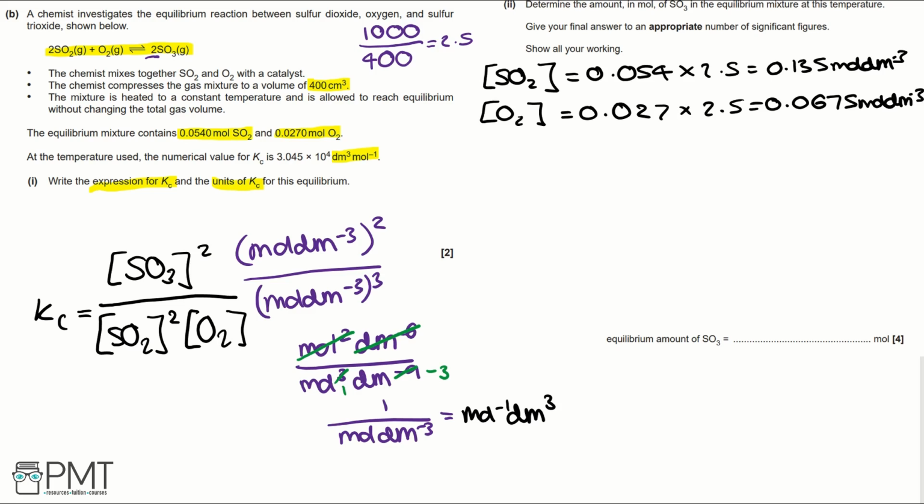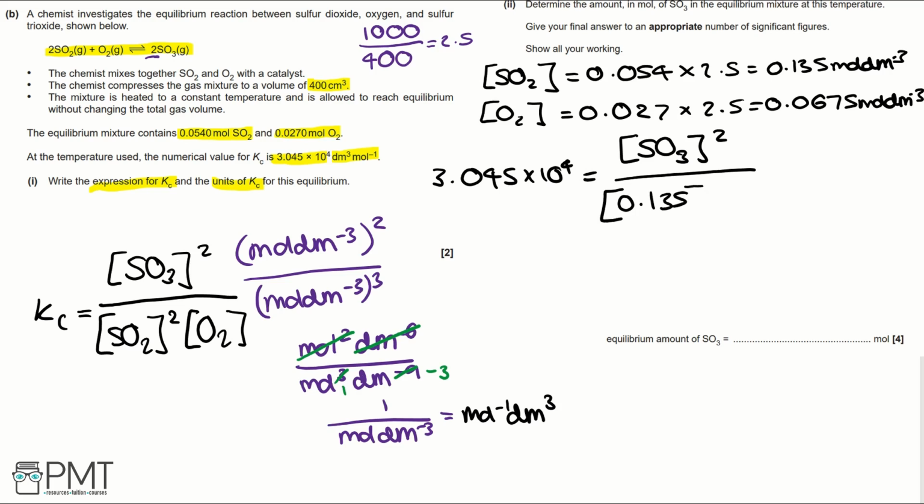The next thing we need to do is substitute these values into our expression for Kc. We have our value for Kc, and it's 3.045 times 10 to the 4. So, including this in our expression from part 1, we would then write our numerator as sulfur trioxide to the power of 2, the concentration, because we don't know what it is. But we're going to find it out. But then we can also write our concentrations, 0.135 to the power of 2 times by 0.0675. And that's raised to the power of 1, so we don't need to write it.